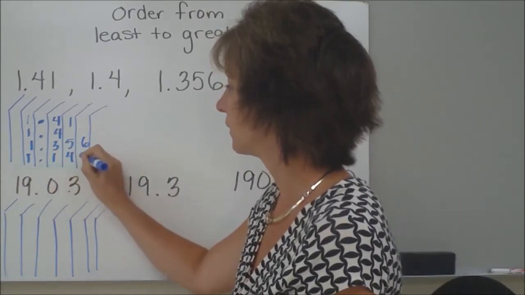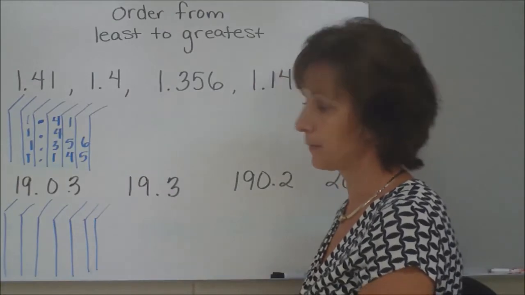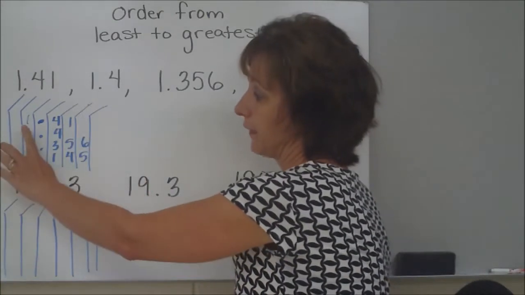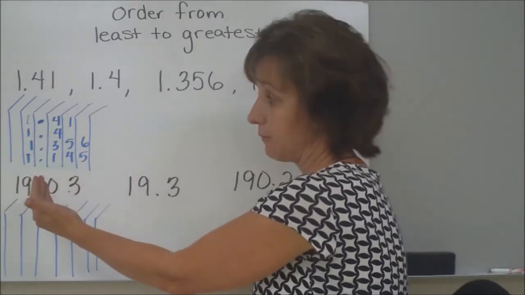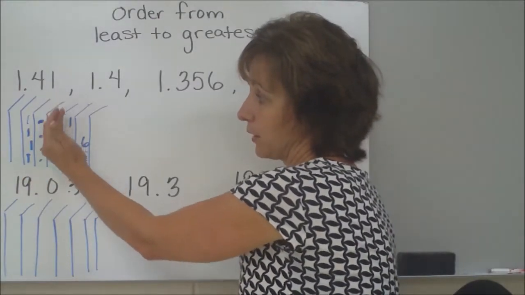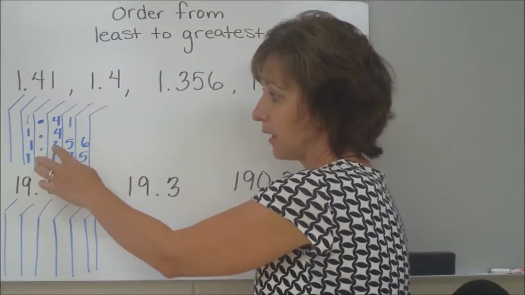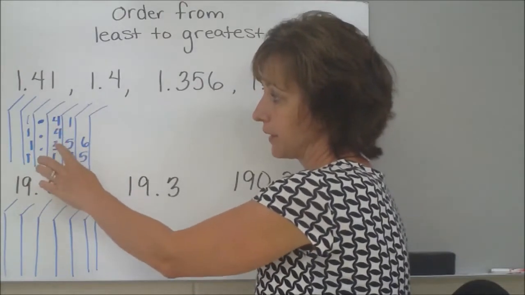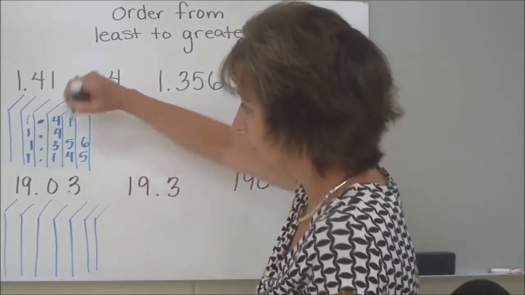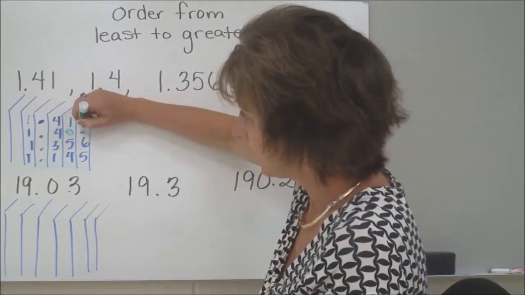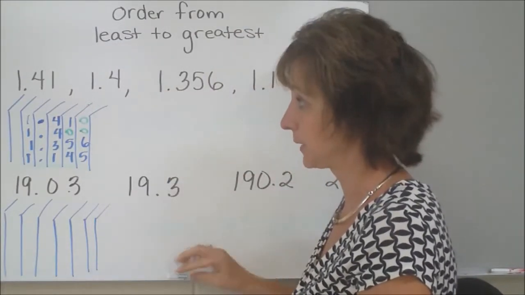compared to this number. Now, the strategy that's most important at this time is that you're going to go all the way to the left. And when you're all the way to the left, you're going to see that the whole numbers are the same. So move to the tenths column. And in the tenths column, you've got some numbers that are different. Another strategy that you could use to help you is to go ahead and fill in zeros so that all of our numbers have the same amount of digits.